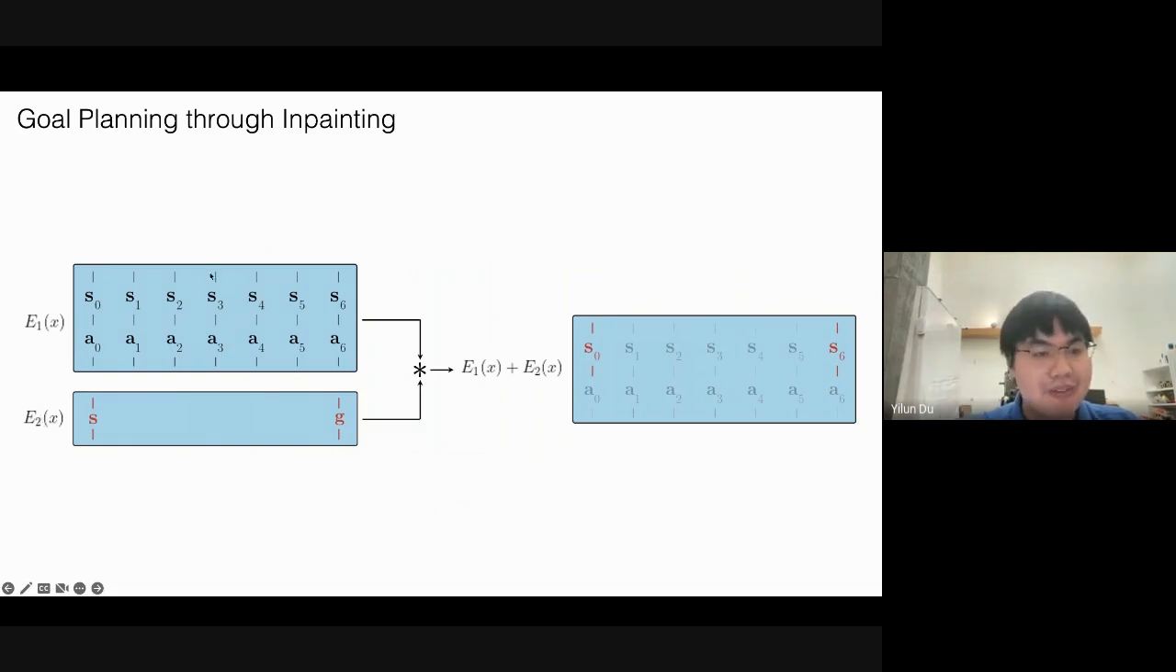So what you can do is you can have one energy function that's just representing the entire trajectory. And you have a second energy function that basically represents constraints on your trajectory. This energy function says that the first state of my trajectory must be the start state S, and the final state in the trajectory must be this goal state G. So then when you try to optimize the sum of these two energy functions, all your trajectories always have the start state and this given goal state.